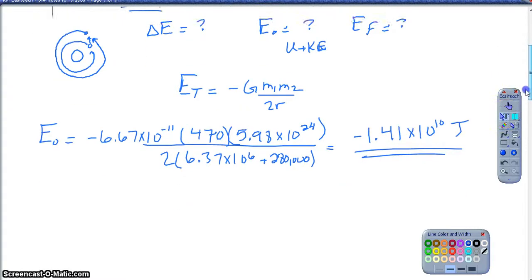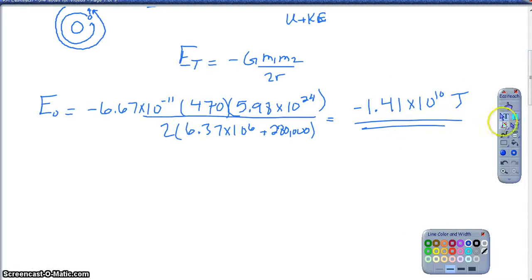And again, I know it feels kind of awkward that it is a negative number, but just get comfortable with the fact that when we talk about orbital motion, everything is going to be defined as a negative potential energy, and therefore most total energy will be negative as well. Okay, so we've got our initial energy.